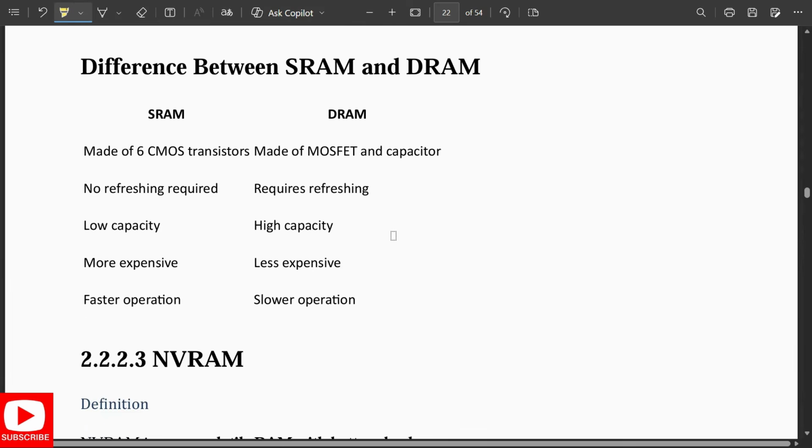You need to know the difference between the SRAM and DRAM. SRAM is made up of 6 CMOS transistors. DRAM is made up of a MOSFET and capacitor. In SRAM no refreshing required. Here in DRAM refreshing is required. SRAM has low capacity, DRAM has high capacity. SRAM is more expensive, and DRAM is less expensive. Faster operation in SRAM and slower operation in DRAM.